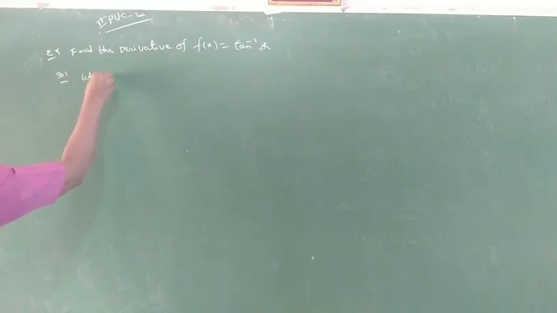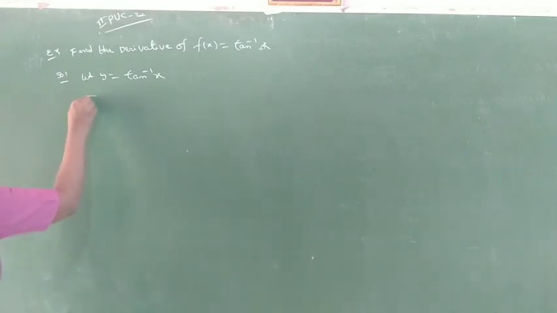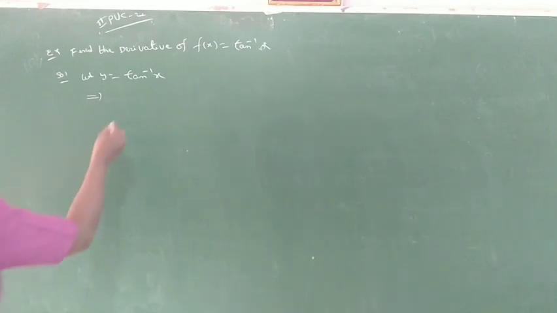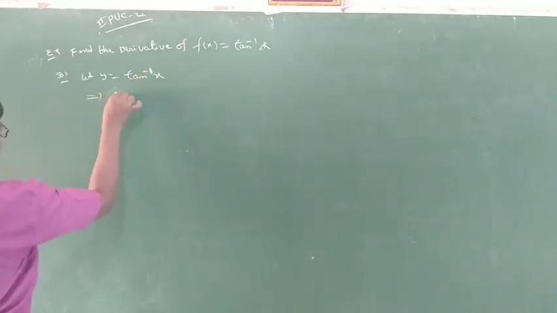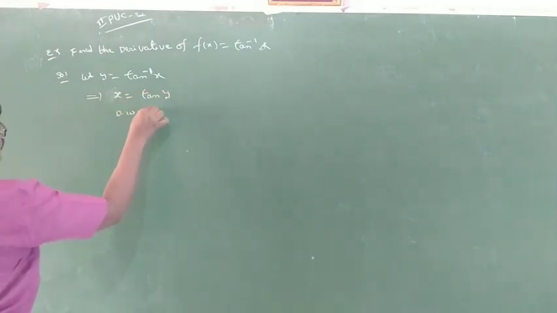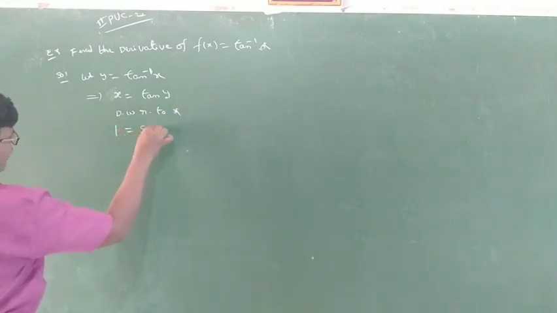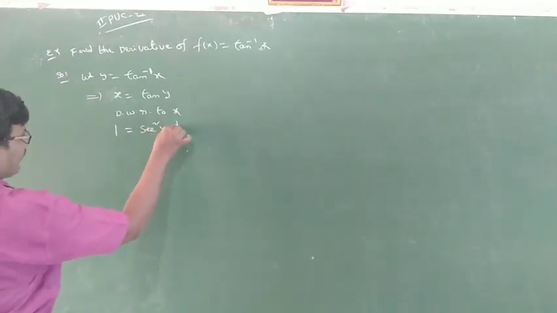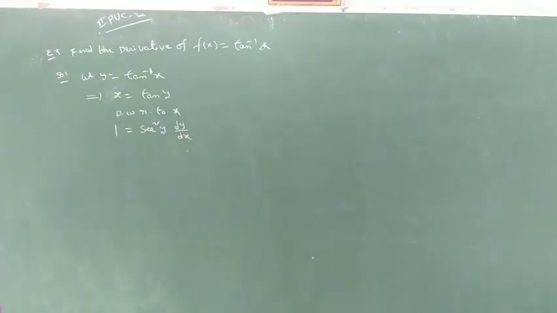Let y is equal to tan inverse x. Now, what is the rule of tan inverse x? y is equal to tan inverse x means x is equal to tan y. Differentiate with respect to x. The derivative of x is 1. The derivative of tan y is secant square y into the derivative of y, which is dy by dx.